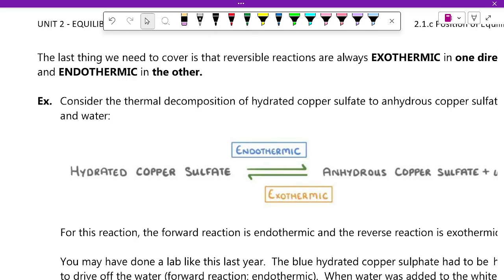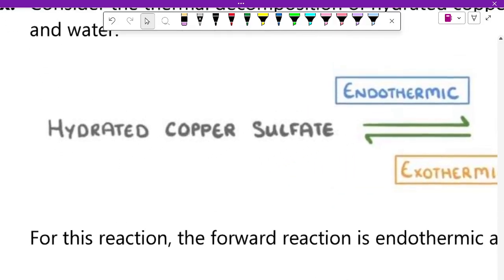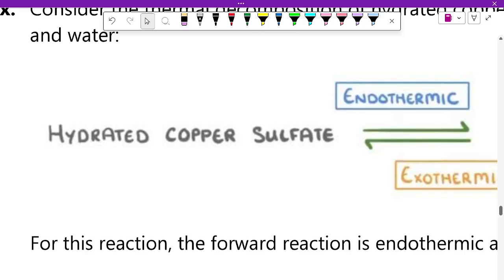How many people heated a hydrate last year? Some of you. Many of you did, probably all of you did it and you've forgotten, I'm guessing. Okay, if you were in my class, we heated copper sulfate, hydrated copper sulfate, because it is a lovely blue color. Okay, this is blue.